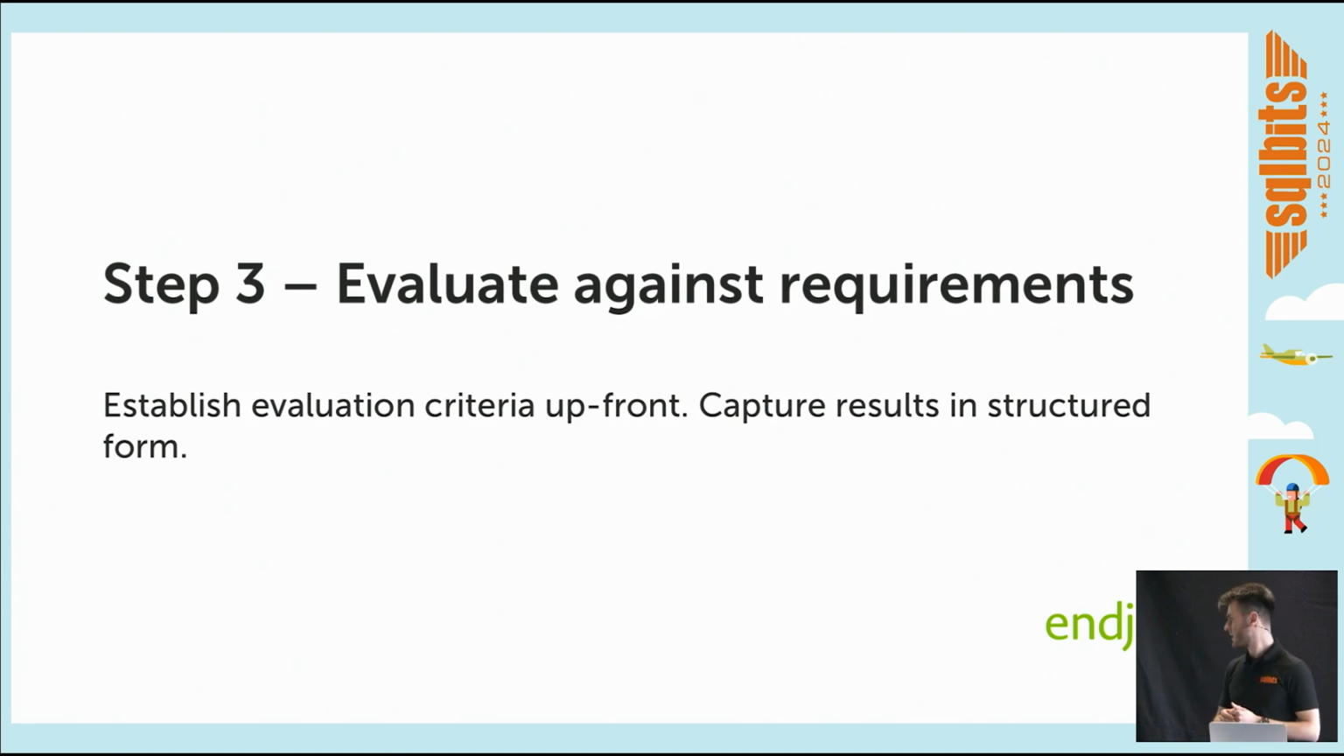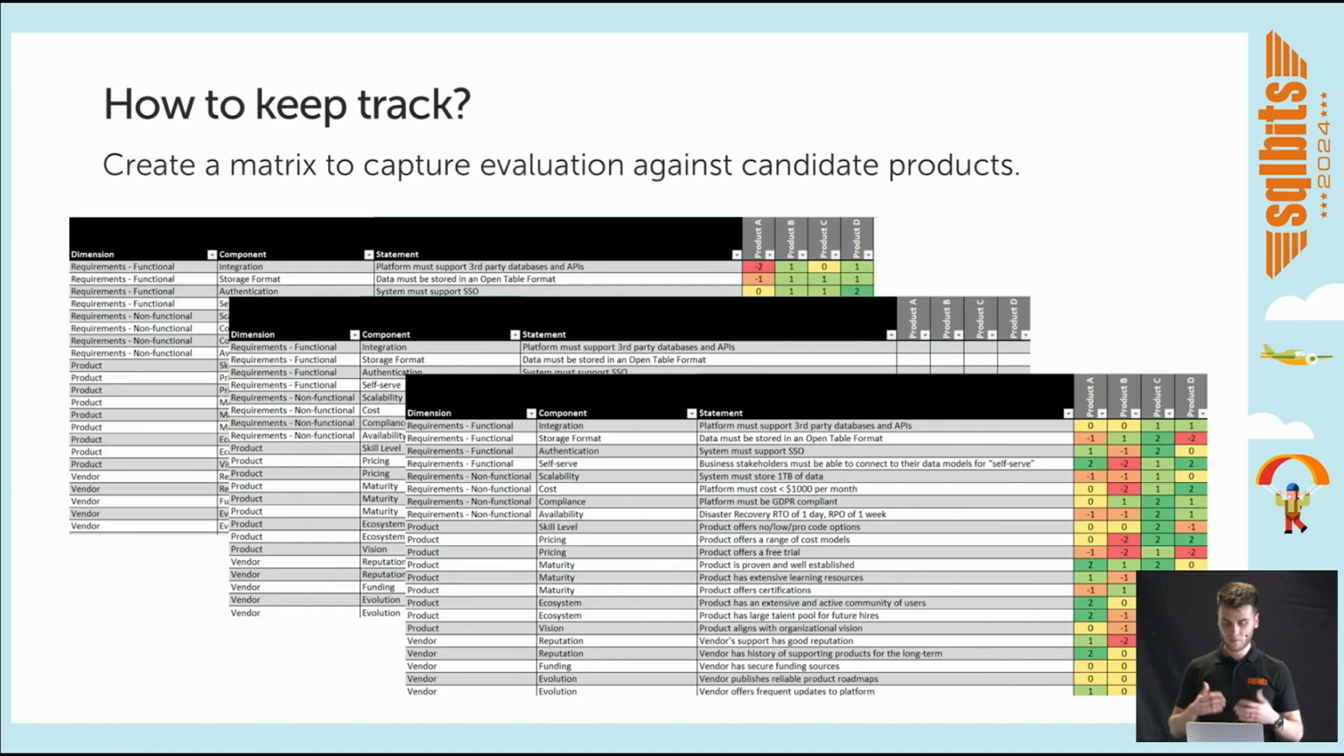Then capture the results in a structured form. The way we've done this in the past is we've just created a matrix to capture the evaluation against candidate products. So here I've got product A, product B, product C, product D. All the dimensions are on the left-hand side: requirements, both functional and non-functional, then product and vendor dimensions. The components within those go from maturity, pricing, scalability, and all the statements that we care about for this. And we've just come up with a simple scale from -2 to 2 for how well that particular product aligns with the statement.